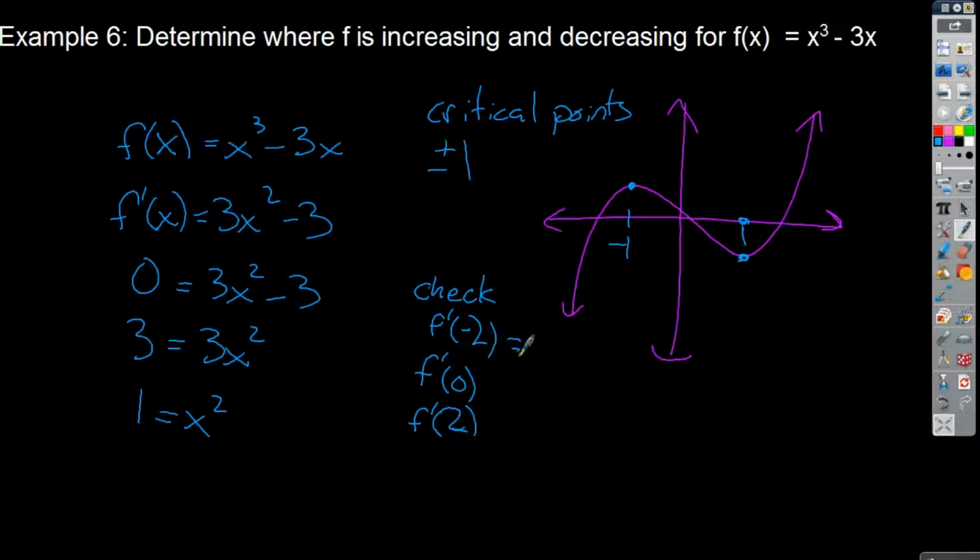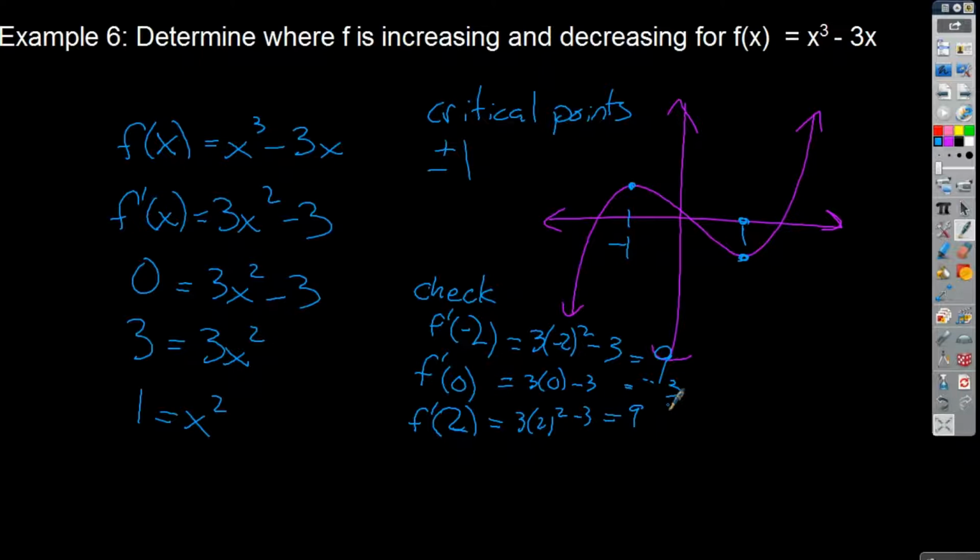So f prime of negative 2 is 3 times negative 2 squared minus 3. Negative 2 squared is 4. 4 times 3 is 12. 12 minus 3 is positive 9. F prime of 2 is going to be the same thing. 3 times 2 squared minus 3 is 12 minus 3 again. So let's just find 0 now. We have 3 times 0 minus 3, which is negative 3.